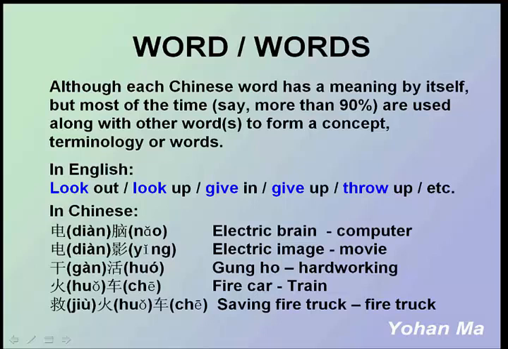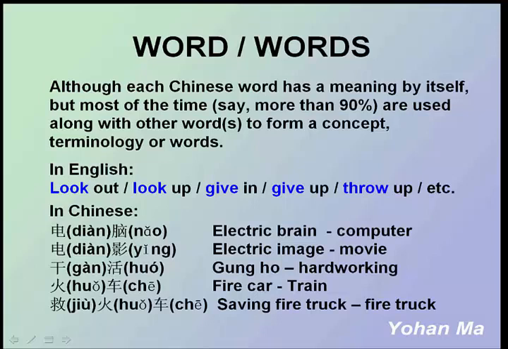For example, 电脑, 电 is electricity. 脑, that's a brain. Electric brain. In other words, that's computer. So we're learning words or several words together to form a concept. Okay, we're not only learning the word 电 or 脑. You will have a hard time to understand what 电脑 is.